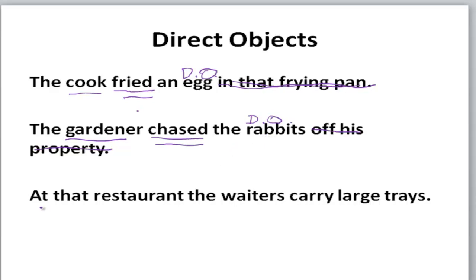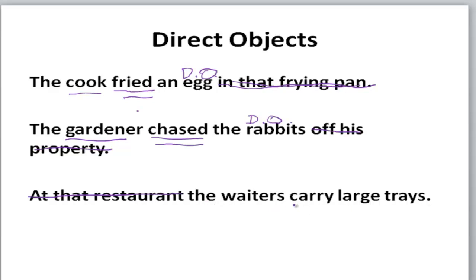Our last one for practice: at that restaurant, the waiters carry large trays. We are looking for a prepositional phrase. And there we go. A prepositional phrase starts with a preposition. It ends with a noun. Here's our noun, at that restaurant. We have an adjective here hanging out with restaurant. And so we have at that restaurant. Wow, I'm getting better at crossing off. And what we have left is the waiters carry large trays.